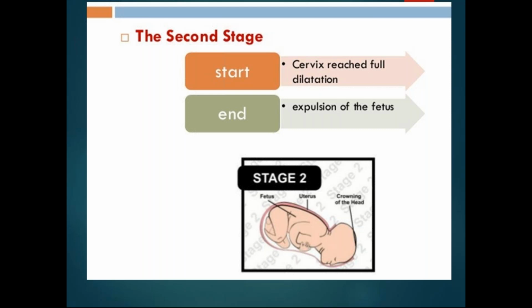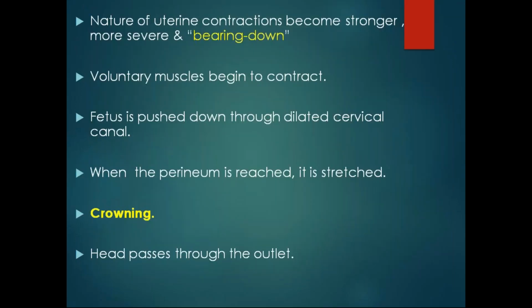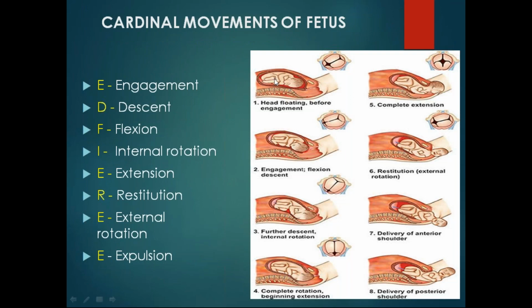Second stage, delivery of the baby. Here, the contractions of the uterus will cause the descent of the fetus continuously. It occurs in different stages. First, engagement, descent, flexion of the head, internal rotation of the head, extension. Once it comes out, untwist that internal rotation of the neck by restitution, and the shoulders will come in the anteroposterior direction and undergo internal rotation, which will be seen as external rotation of the head, and the shoulders are expelled. First the posterior shoulder, then the anterior shoulder. So once the shoulders come out, the rest of the body will pass through.